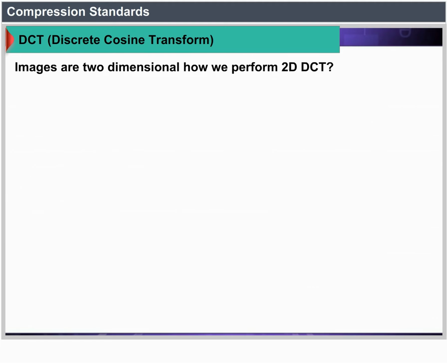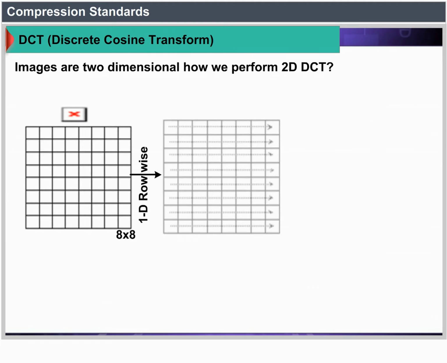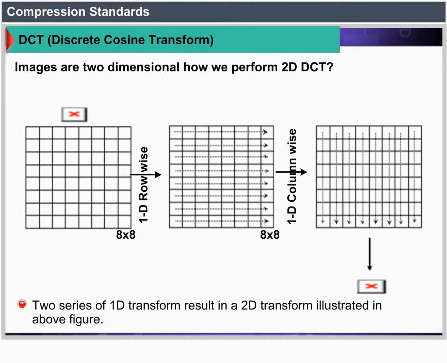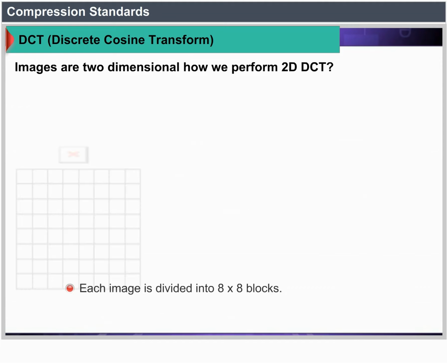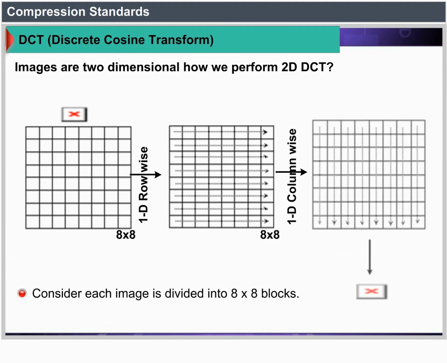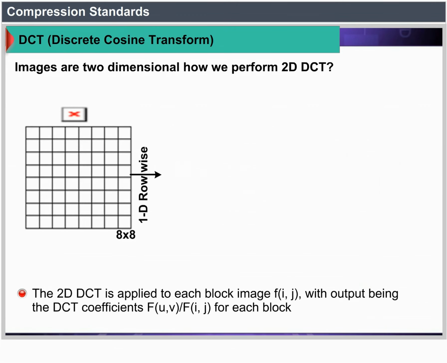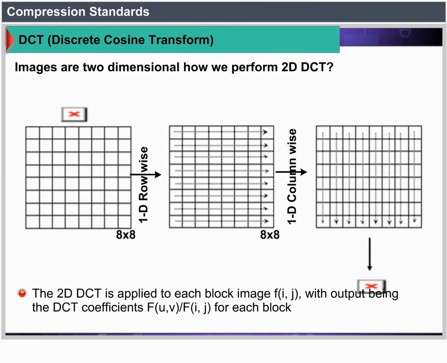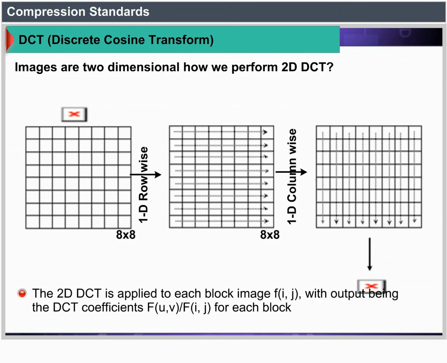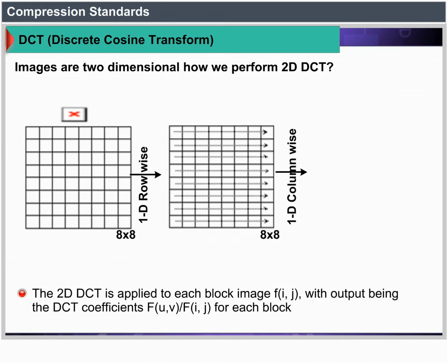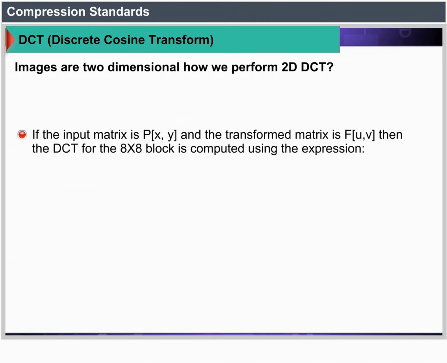Images are two-dimensional. How do we perform 2D DCT? Two series of 1D transform result in 2D transform illustrated in above figure. Consider each image is divided into 8 by 8 blocks. The 2D DCT is applied to each block image f of i, j, with the output being the DCT coefficients F of u, v for each block. If the input matrix is P of x, y and the transformed matrix is F of u, v, for the 8 by 8 block it is computed using the expression shown on screen.